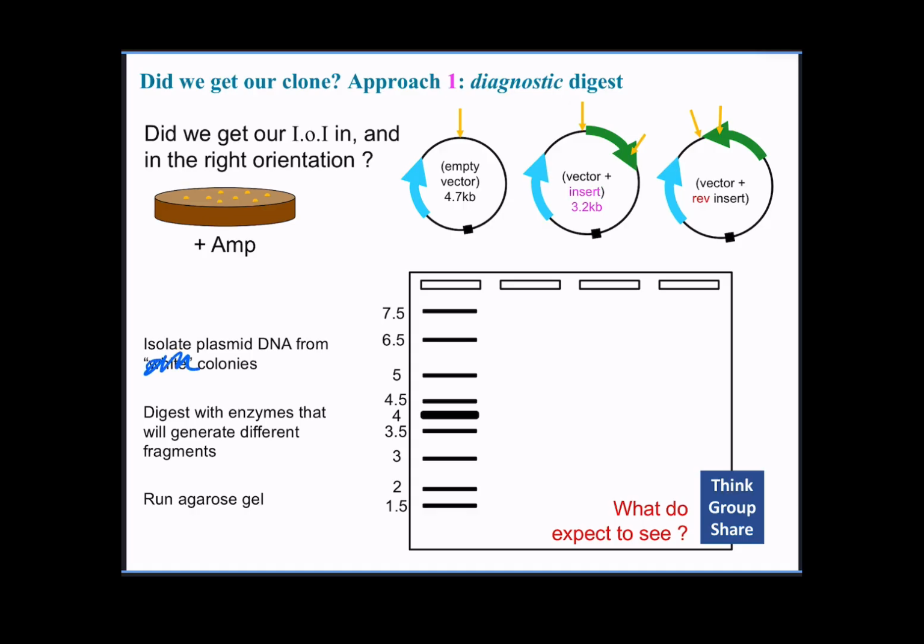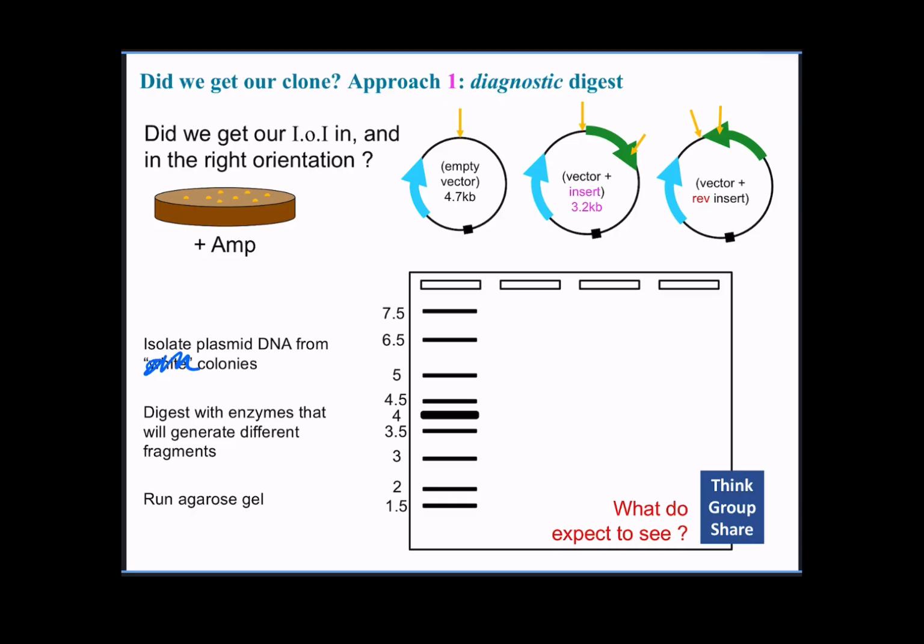So we'll isolate plasmid DNA from colonies, and then we'll digest those vectors that we isolated from the bacteria with restriction enzymes. What I'm doing here is showing you the maps of where those restriction enzymes would cut, depending on whether a vector is empty, and that would be the size of the empty vector. This empty vector is 4.7 kilobases, or 4,700 nucleotides in length.